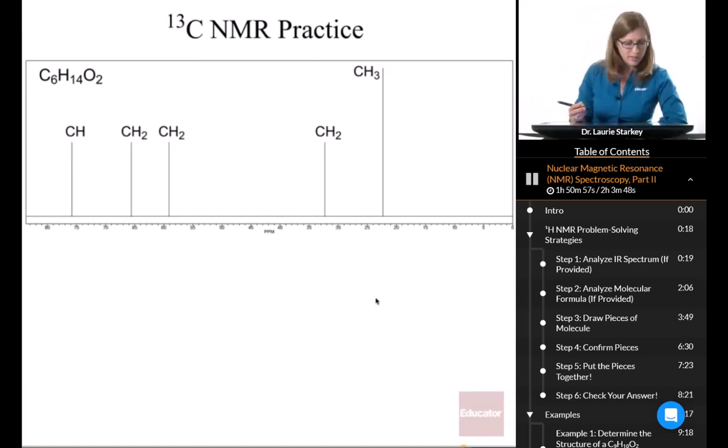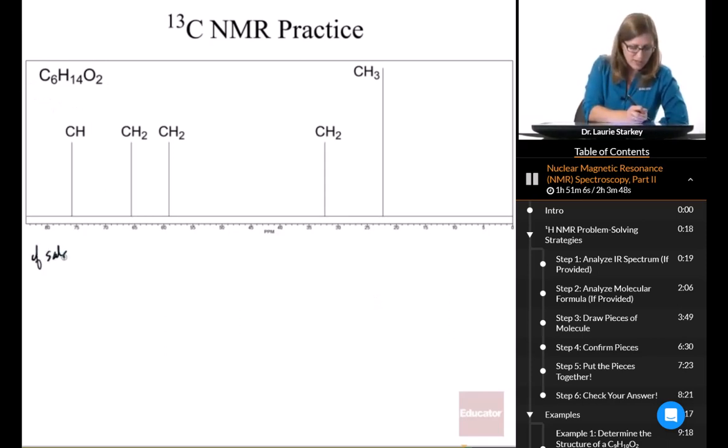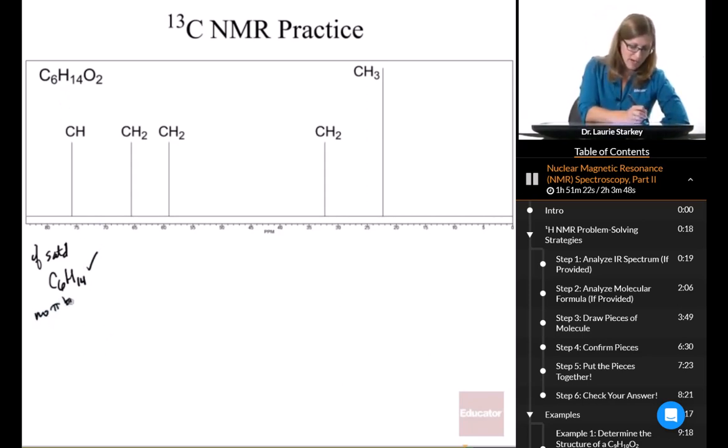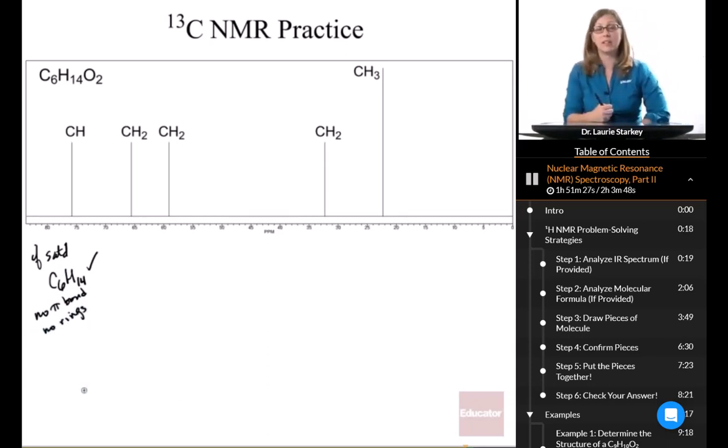This first one, we'll start as usual. We'll work with the formula since it's given to us, C6H14. If this was saturated and we had 6 carbons, how many hydrogens could we expect? 2n plus 2 is 12 plus 2, it would be C6H14, and we have C6H14. So that tells us it's saturated. That means there's no pi bonds, there's no rings. That's what that lack of degrees of unsaturation tells us.